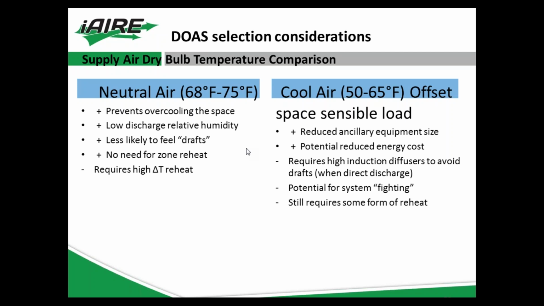And then on the other side here, you have cool air offset for space sensible load. You're going to be able to reduce the ancillary equipment size, potential reduced energy costs, but generally it's a tougher design to get under wraps, and then also your system may fight against itself in certain types of the site chart.